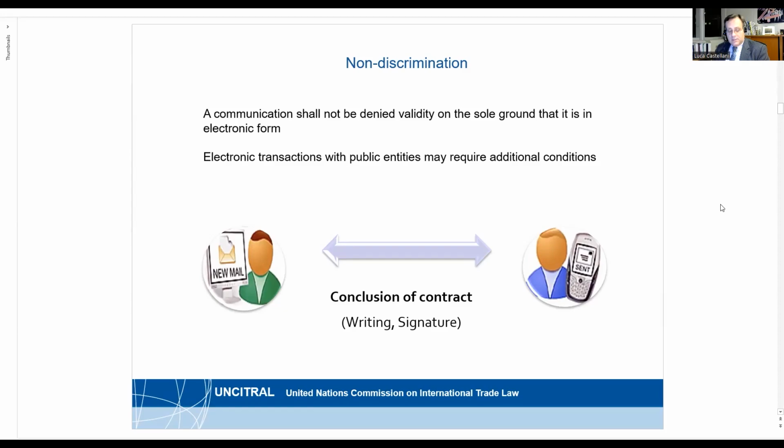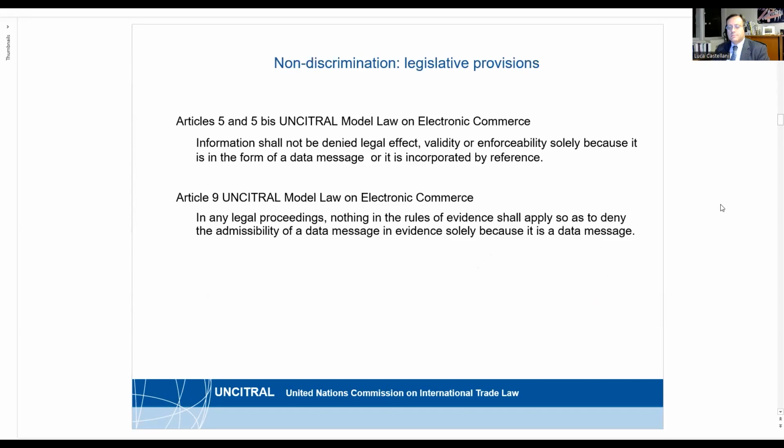In reality, I must add that when it comes to electronic transactions with public entities, usually the law requires additional conditions. But that is not the case for transactions between private parties or between a business person and a consumer. Here we see some examples of these provisions. Article 5 and 5bis of the UNCITRAL Model Law on Electronic Commerce reads exactly like that.